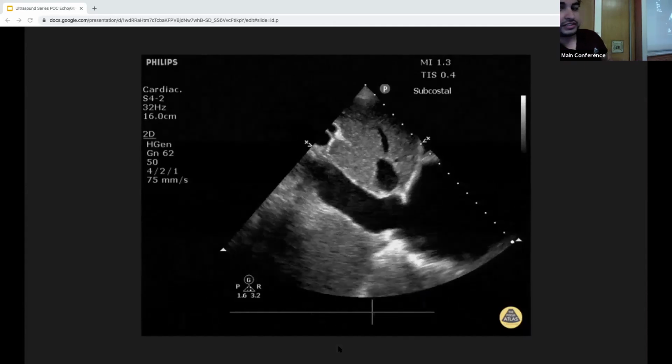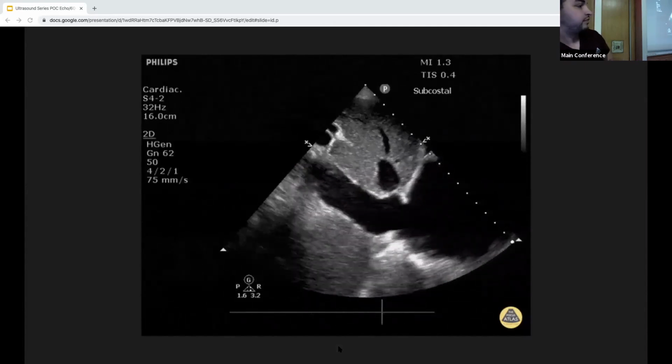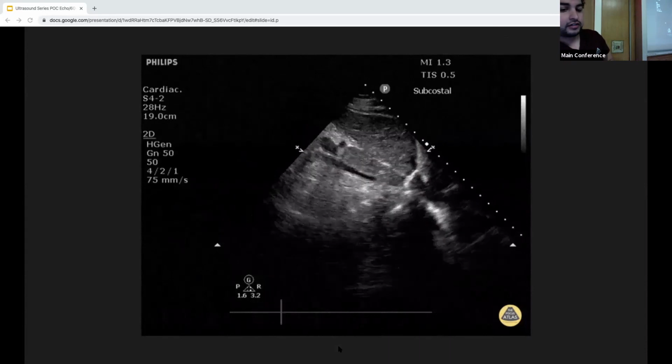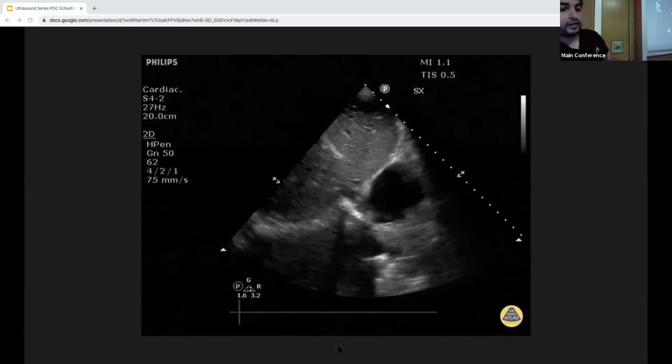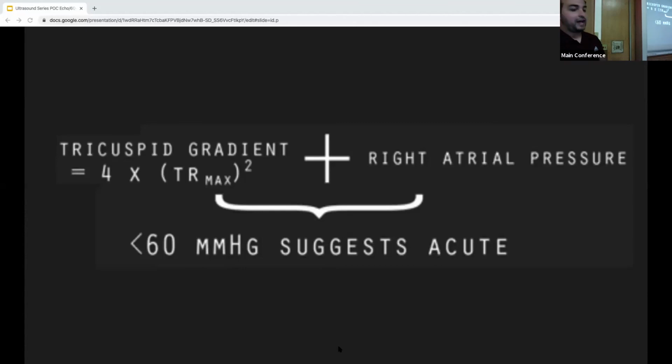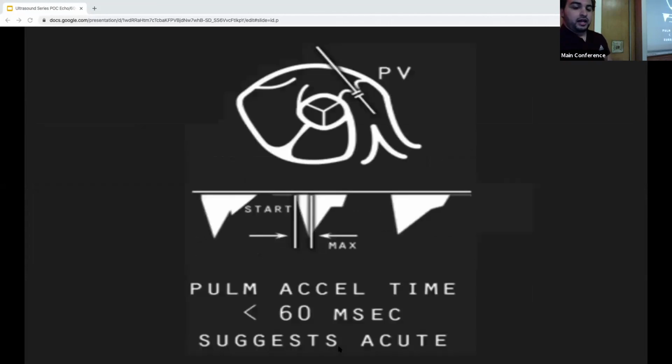So what would you guys say this pressure would be? 15. Great. What would this pressure be? 3. Yeah. And what about this? Good. So just remember those 3 numbers, 15, 8, and 3. After you get your right atrial pressure, you want to add that to your tricuspid gradient that you calculated at first, and those should be below 60. If it is below 60, that's suggestive of an acute PE.